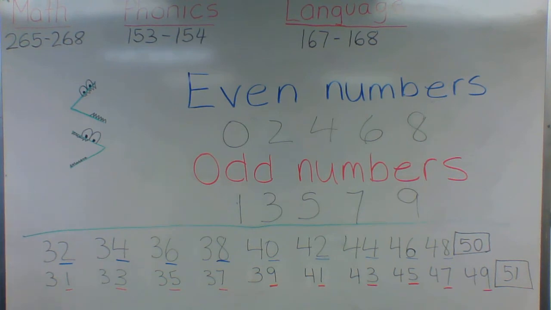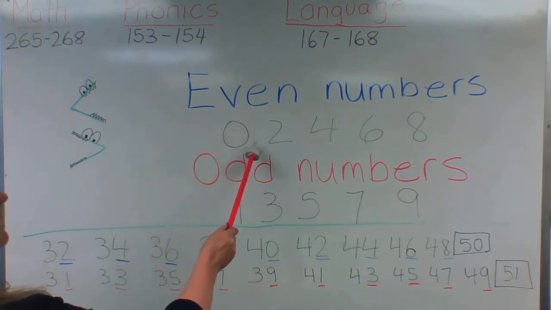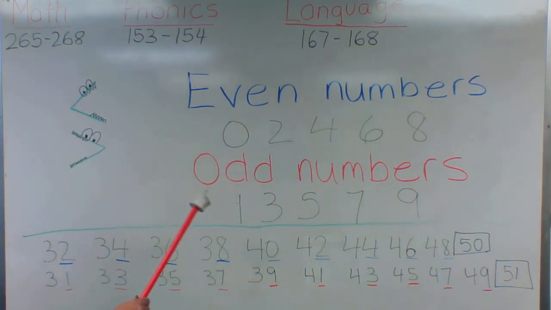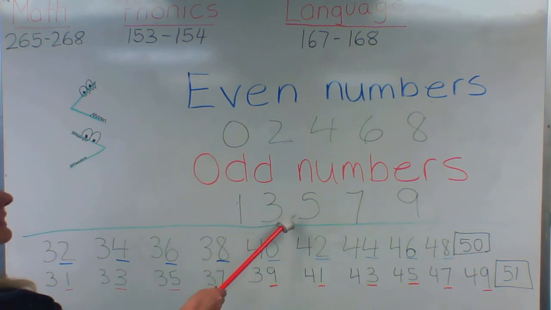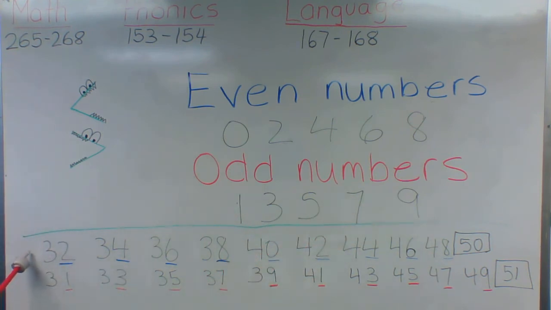So we're going to start by talking about sections 1 and 2, even and odd numbers. Even numbers are numbers 0, 2, 4, 6, and 8. And the odd numbers are numbers 1, 3, 5, 7, and 9. I've written down some even numbers and some odd numbers down here, and you're going to notice that I have underlined in blue all of the even numbers and I've underlined in red all of the odd numbers.